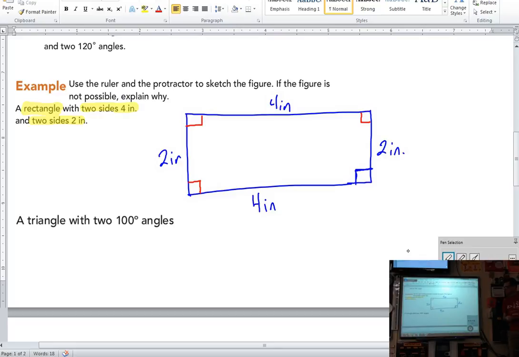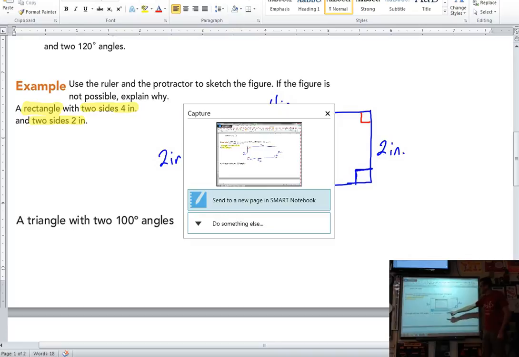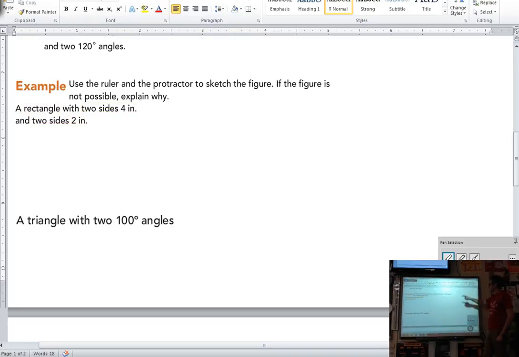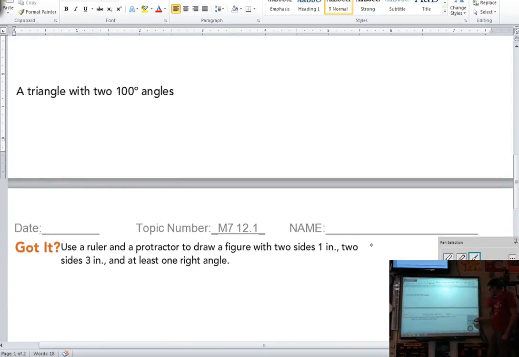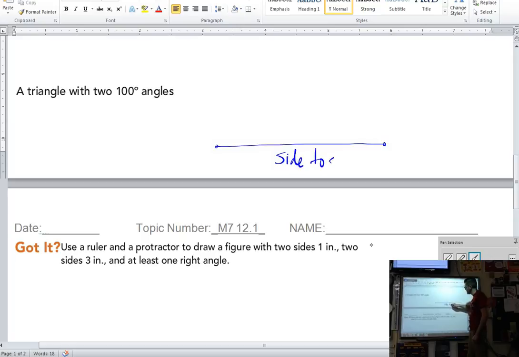Try that triangle. Now again, it doesn't tell you a side length, but I would do a side first. You can't make an angle without a side. Jack, what are you thinking? You gonna get a triangle here?